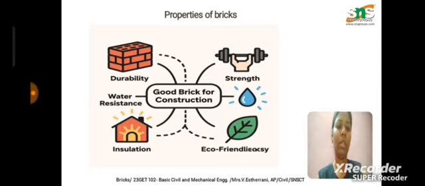Next one is insulation. Insulation is nothing but the brick should be fire resistant and water resistant. That is called as the insulation. Next one is eco-friendly. Eco-friendly is nothing but if the brick is demolished, that should be eco-friendly. That should not be harmful to the environment. That is called as the eco-friendly.